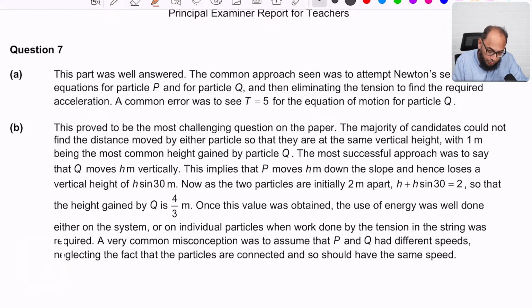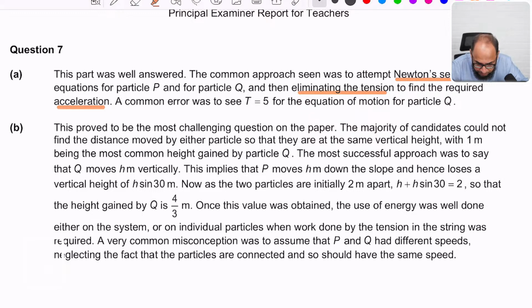The part was well answered. That is the first part. The common approach seemed to be to attempt Newton's second law, eliminating the tension. That is what we do, and the required acceleration. And that is, I think, pretty basic stuff. Now, the way that I do it is that particle added up, and that is the system. So I'm confused though as to why mgh of the P particle was included as well.